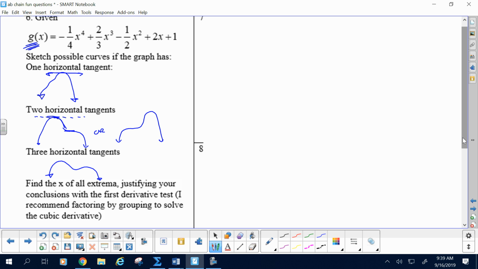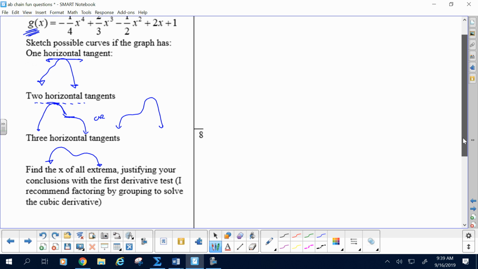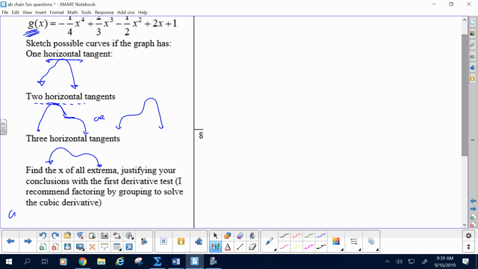What will the derivative come out to be when you take g prime? What's g prime, please? Negative x to the third, plus 2x squared, minus x, plus 2. Now, flat spots come from where the derivative is 0. A cube is what the derivative is.